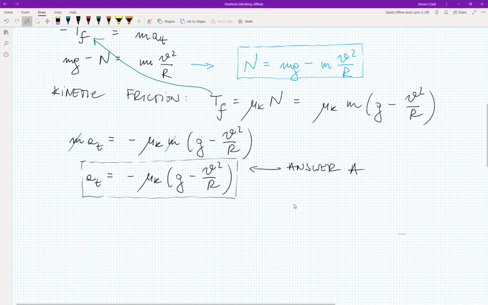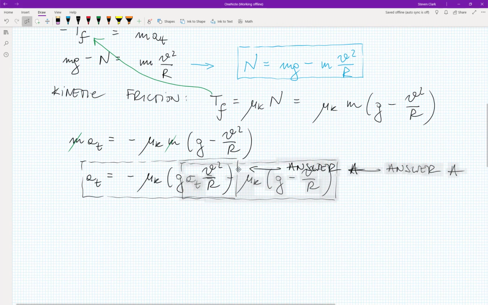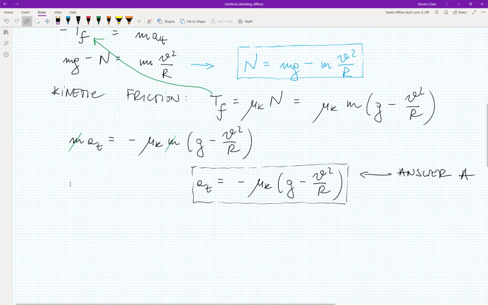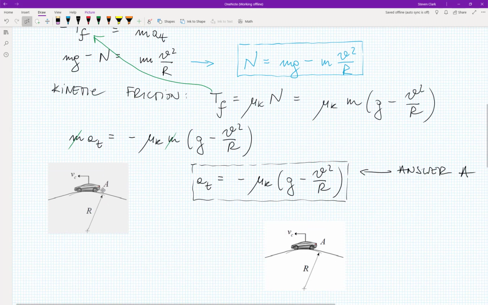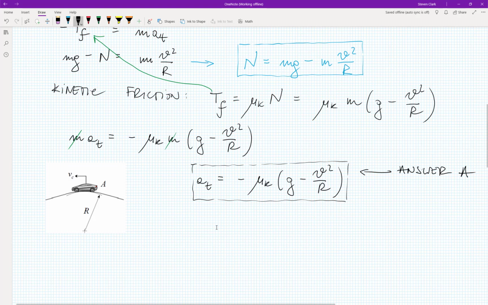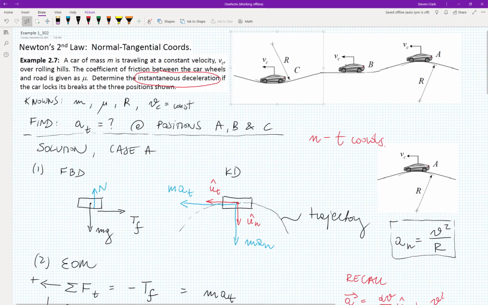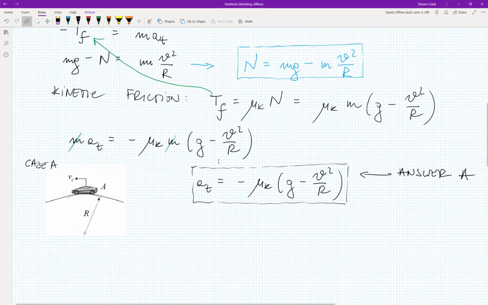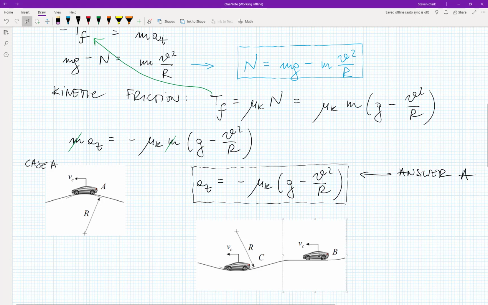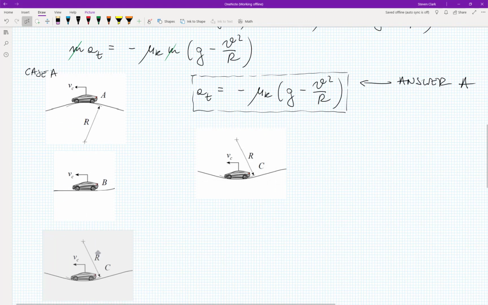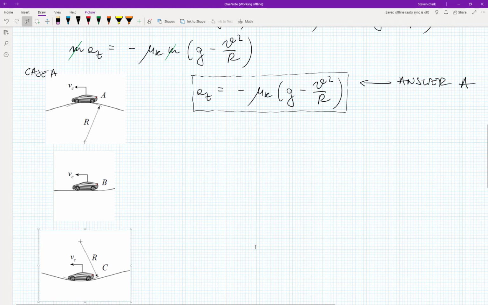Okay, guys. So this is our answer A, obtained for the case when our car was at the top of the hill. So now, maybe instead of tediously solving part B and part C, you can just have a look at our answer and figure out what the answer will be for B and C, okay?